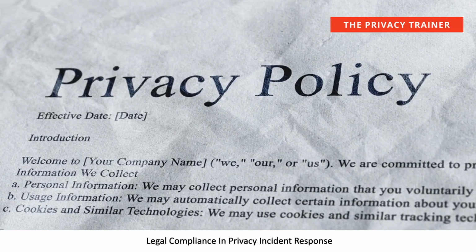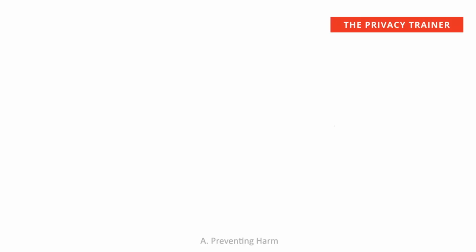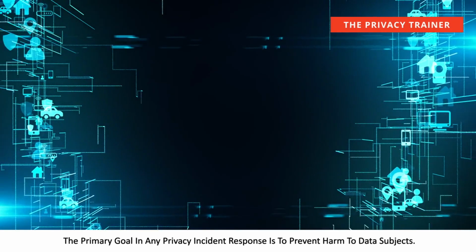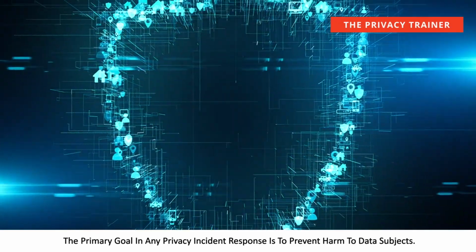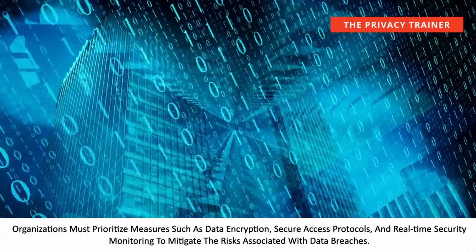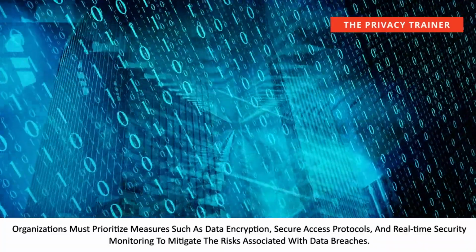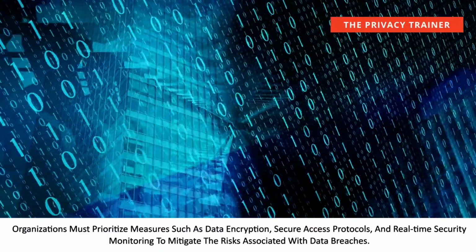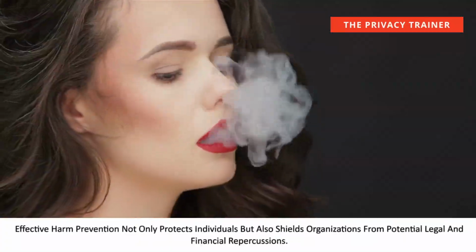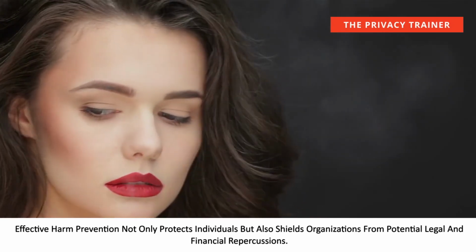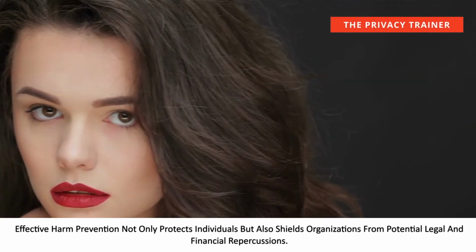Legal compliance in privacy incident response. A. Preventing harm. The primary goal in any privacy incident response is to prevent harm to data subjects. Organizations must prioritize measures such as data encryption, secure access protocols, and real-time security monitoring to mitigate the risks associated with data breaches. Effective harm prevention not only protects individuals but also shields organizations from potential legal and financial repercussions.